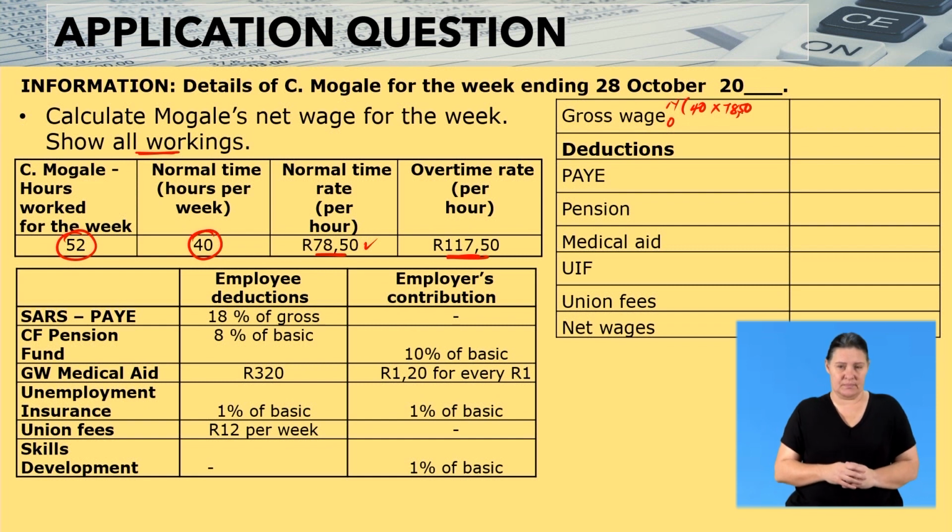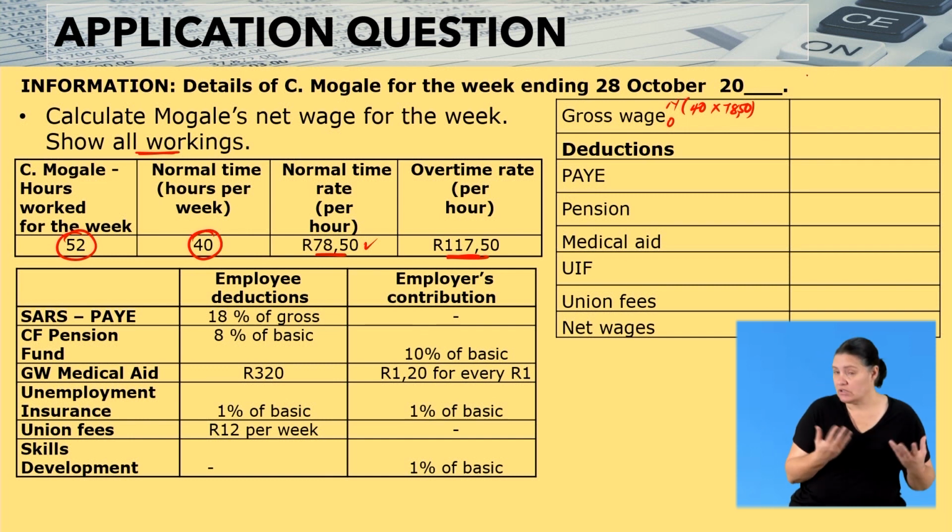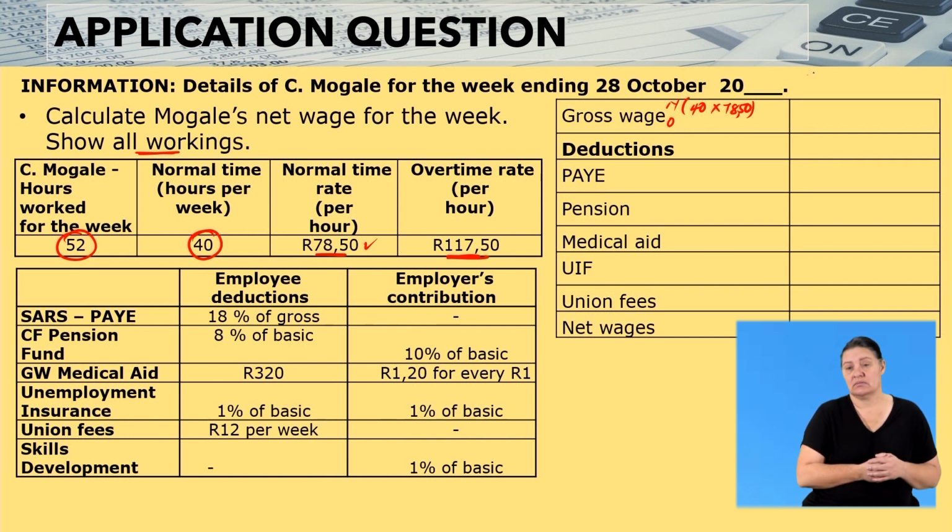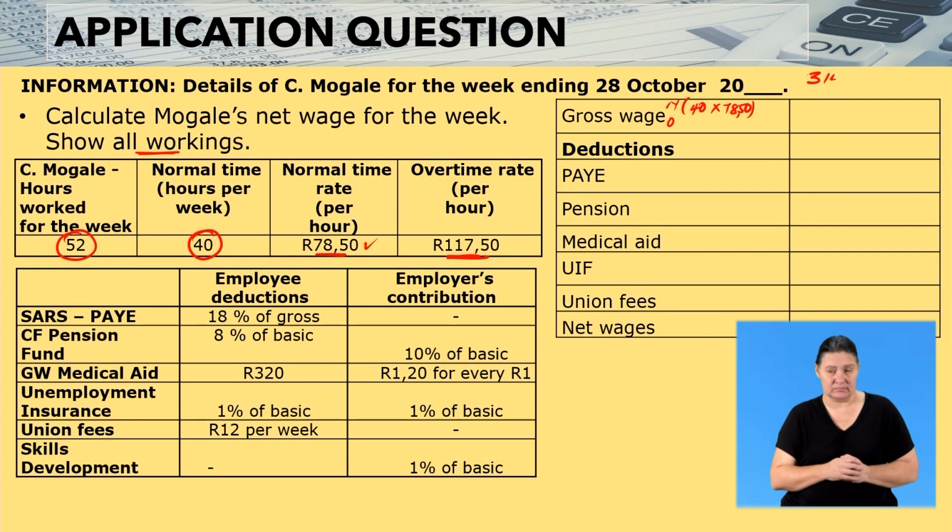78.50. Punch that in your calculator for me. If you say 78.50 multiplied by 40, that should give you 3,140. There you go.